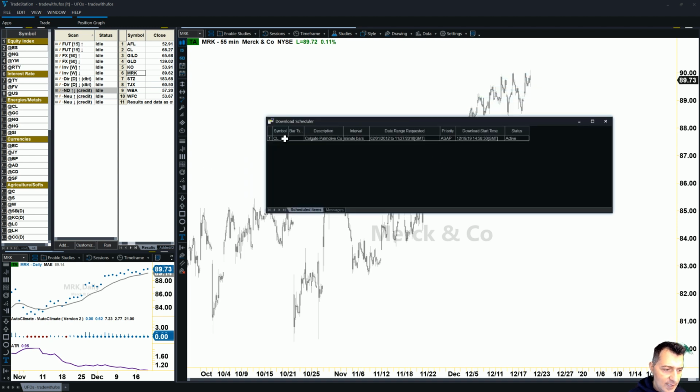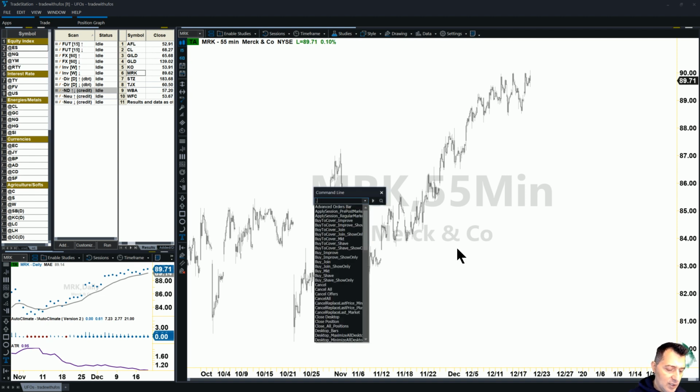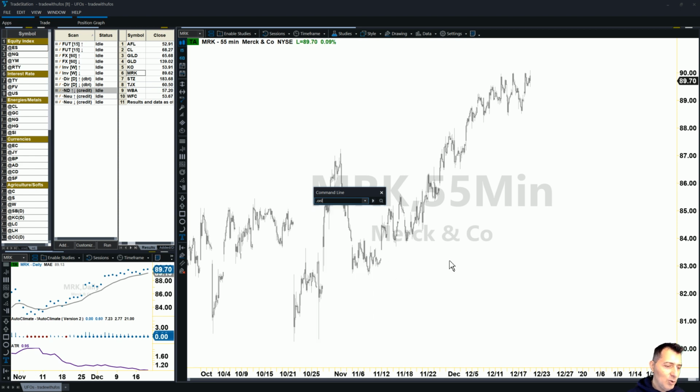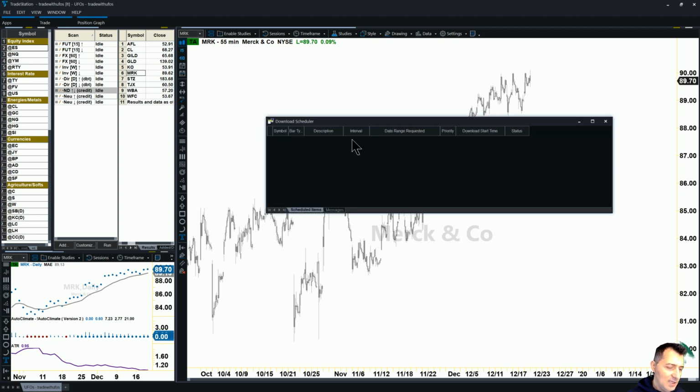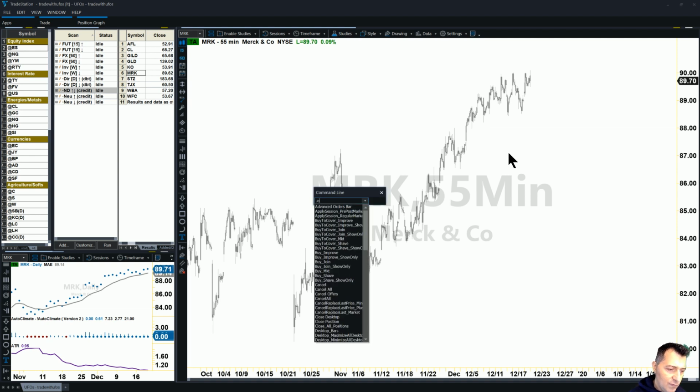Okay, so I just need to wait for CL to be fully downloaded, and then I will use a command, which is .onl, as you can see, and this allows me to disconnect TradeStation from the network, and therefore I'll be able to apply AutoUFO in a way where it's only processed once. That's it. CL is gone from the download scheduler, so I am now ready to go for ONL working.